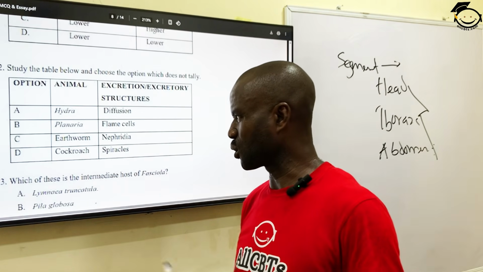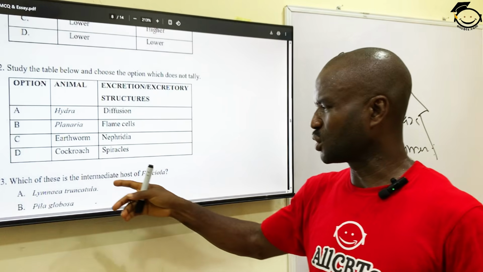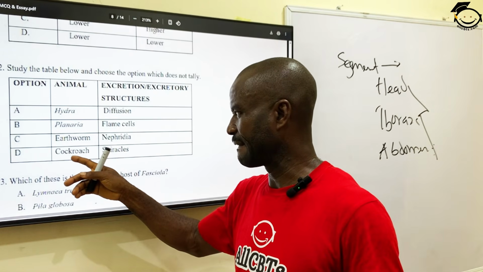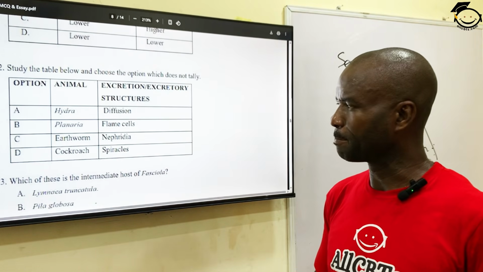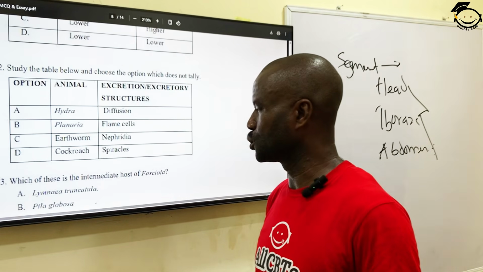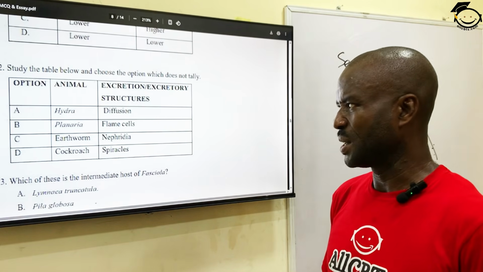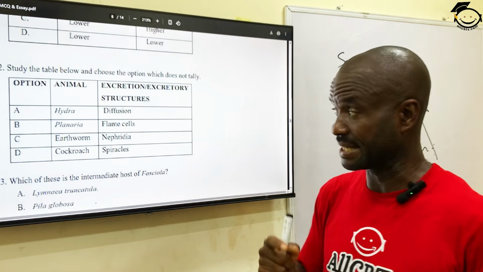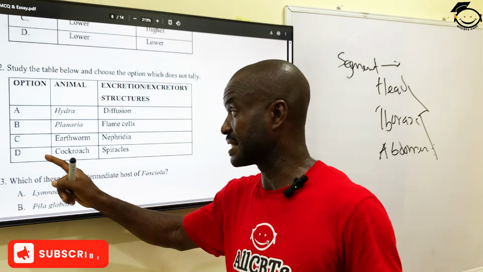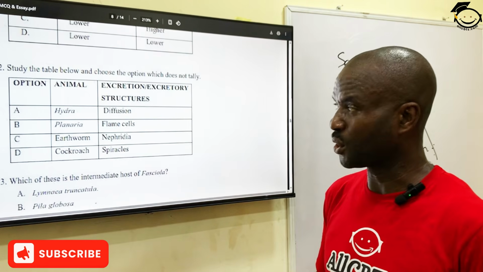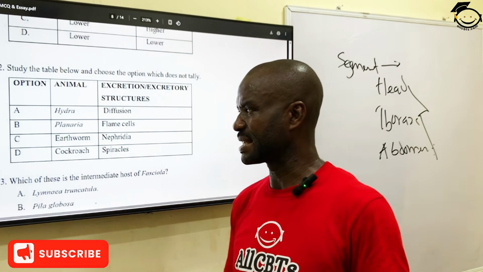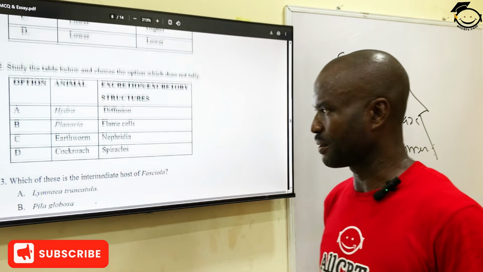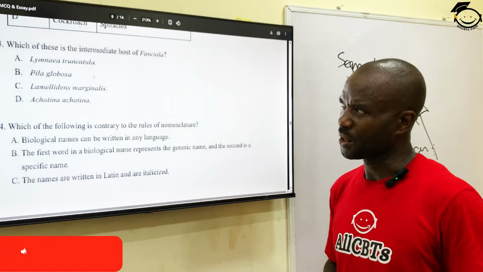But of course, cockroach removes its waste material through what we call Malpighian tubules, and not spiracles. Spiracles are means of gaseous exchange. So the correct answer is D, which is the one odd among them. So the correct answer here is D, spiracle for cockroach.